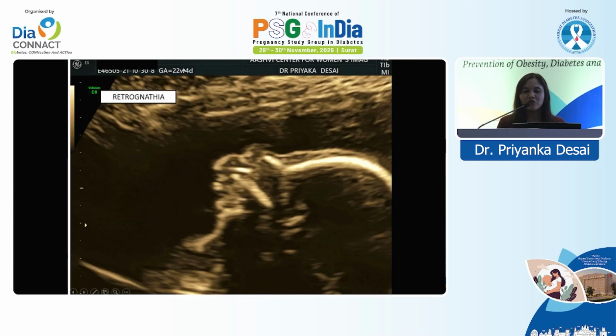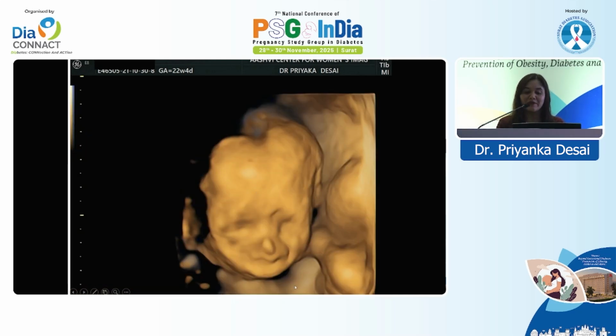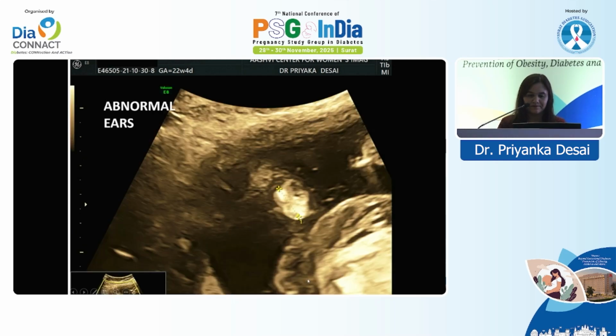Another patient, 22-weeker, type 2 diabetic. Again, we can see this is a facial profile and there is a grossly receding chin. So this was a case of micrognathia with retrognathia. This is a 3D image of the fetus where we can see that there is hardly any chin visible. And there were also abnormal ears in this patient.